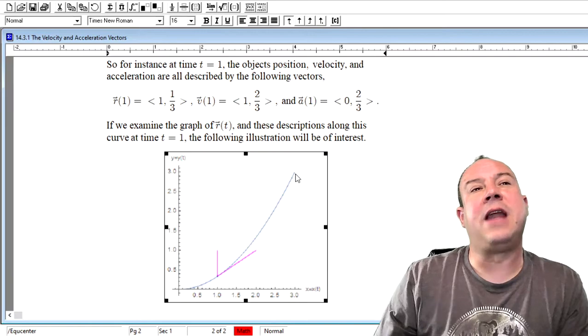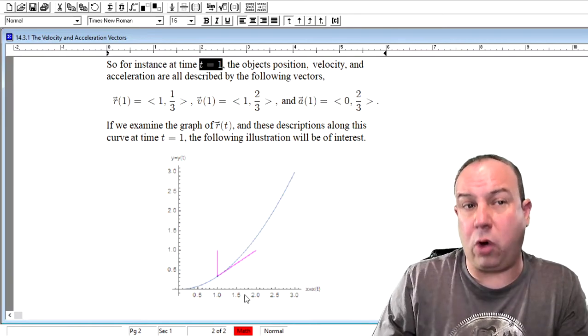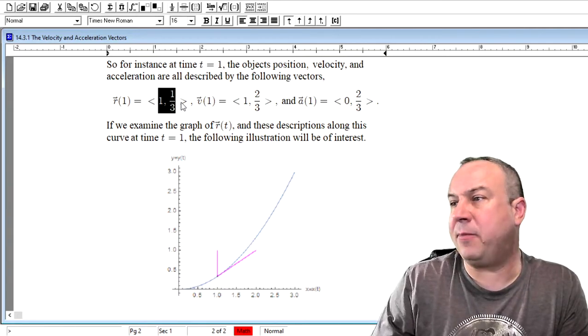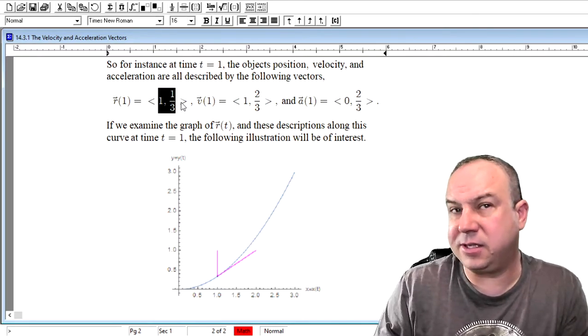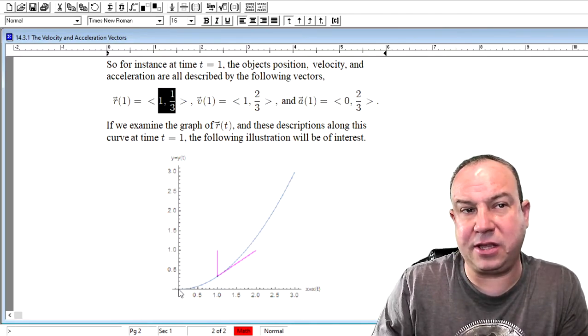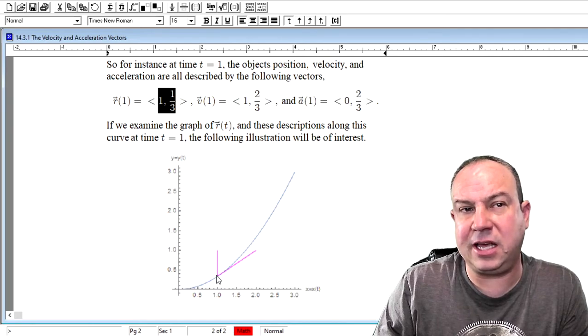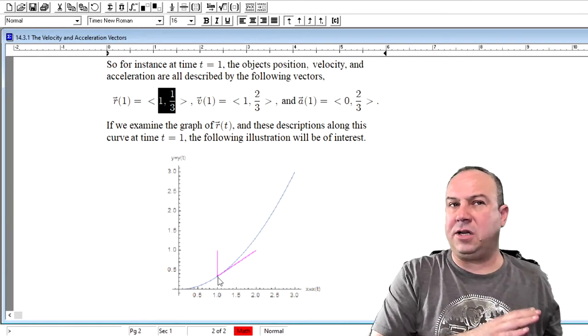Now, if we were at time t equal to 1, that puts me on the curve right here at the location 1 comma 1/3 in this description of space. The position vector at the origin would point to this location on the curve. Relative to the origin, we would be right 1 and up 2/3 units to indicate this position along that curve at time t equal to 1. We're at that moment in time t equal to 1.